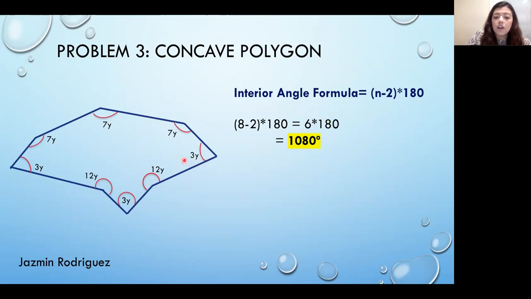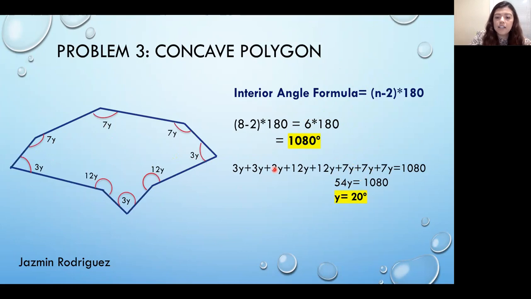And so the next part that we'll do is we're going to identify for our variable, what is y? Therefore, we'll take all of our numbers in the polygon and we'll set them equal to 1,080 degrees, and that'll solve for our y variable. And it gives us that y is equal to 20 degrees.